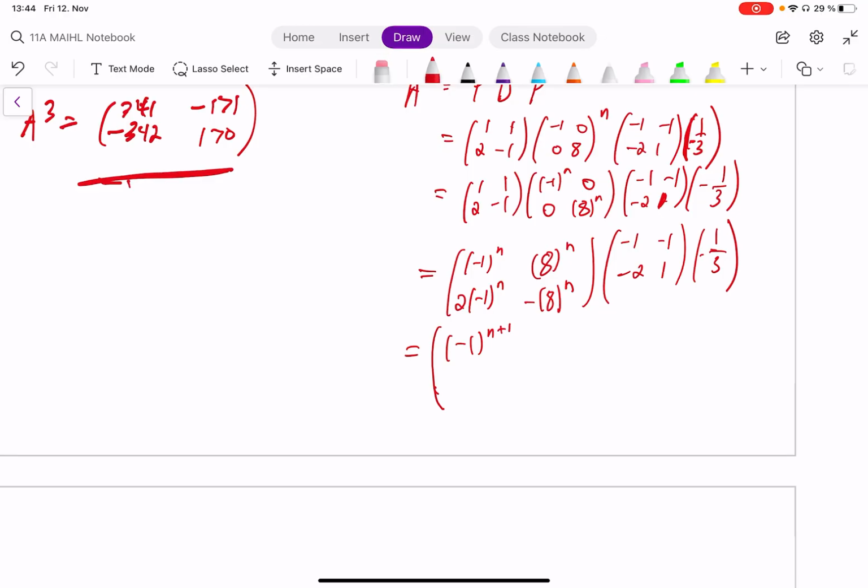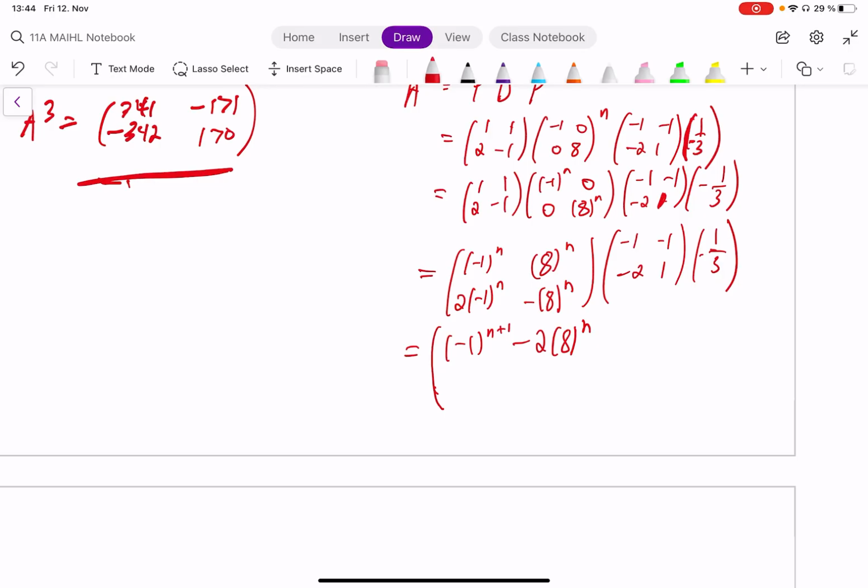And that's going to be plus. Well, it'll end up being minus because it's negative 2 times that stuff. So minus 2 times 8 to the n. That's our first term. And then I'm going to do row 1 times column 2 to find this entry over here. So row 1 times column 2 would be, again, negative, or sorry, this one's positive.